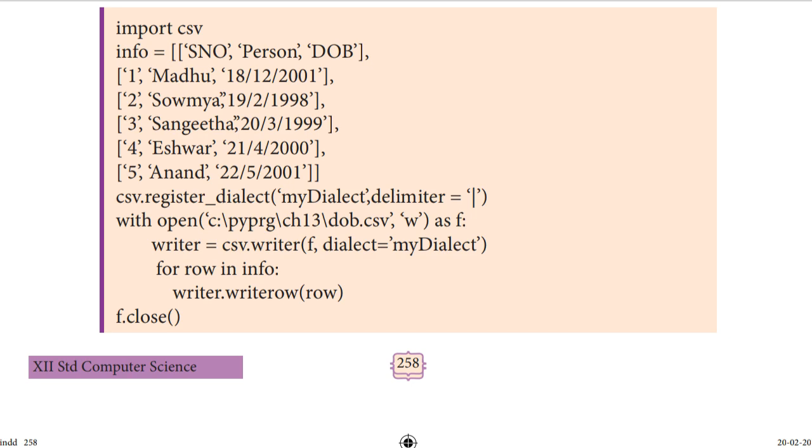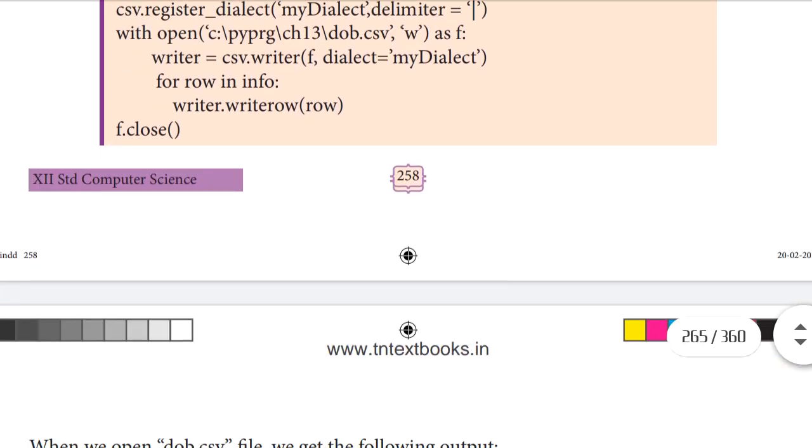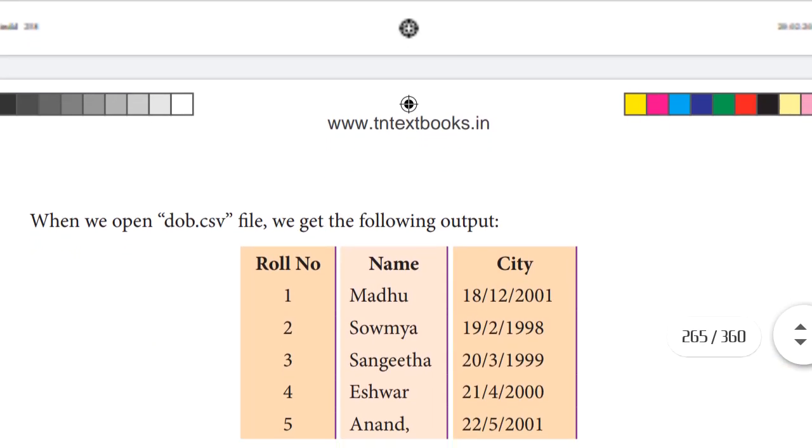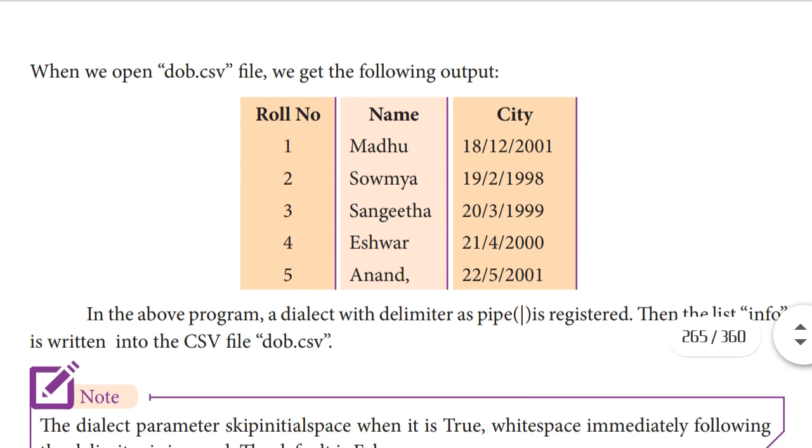With open, next we are opening the CSV file in write mode. f is the file object, then a writer. So here we are using the writer function. Then with the help of this we are applying the delimiter to the CSV file. So when we execute this program, the output looks like this. The file is saved as dob, so in the dob.csv file we get the following output.